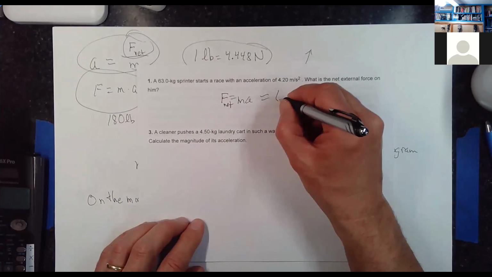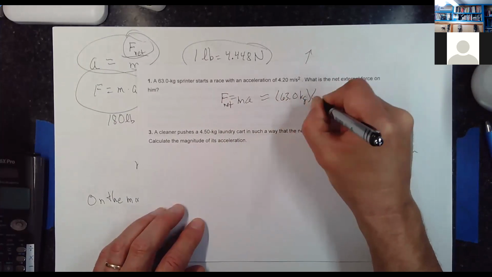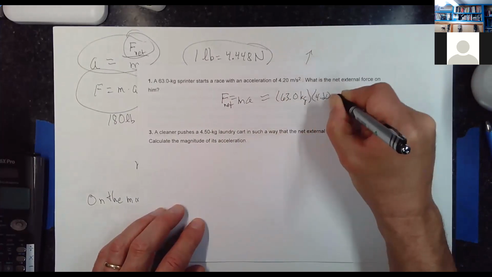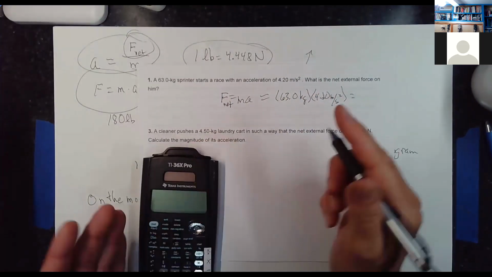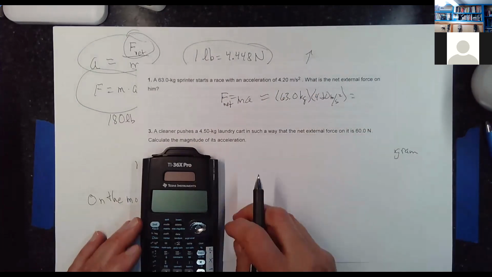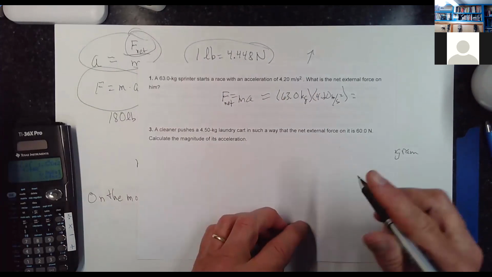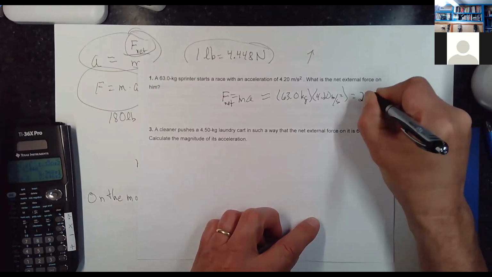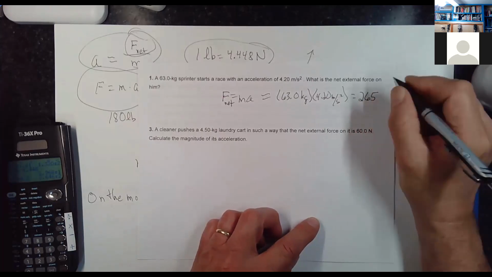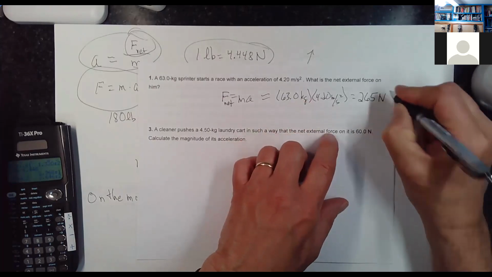And so 63.0 kilograms times the 4.20 meters per second squared. This is about as straightforward a problem as you could get, just plugging and chugging. And I get about 200 and, is that right? Yeah, 265. I can keep that many significant figures. And kilogram meters per second squared, that's newtons. So we have that.